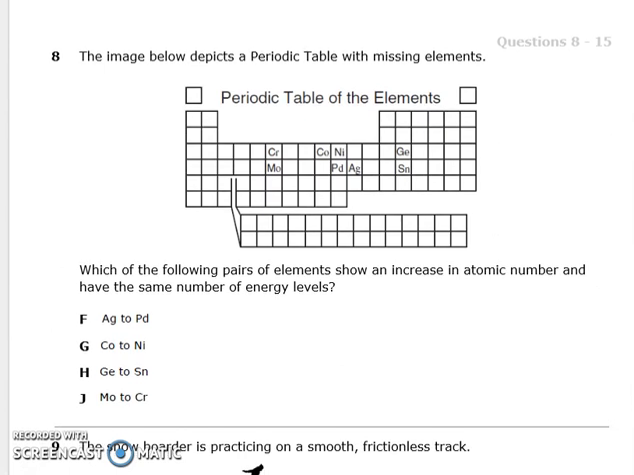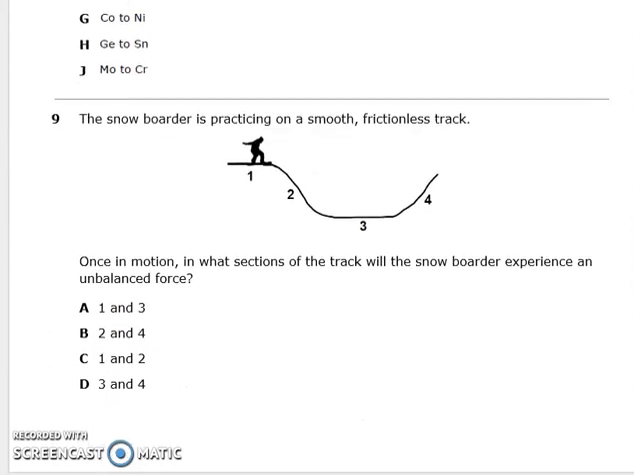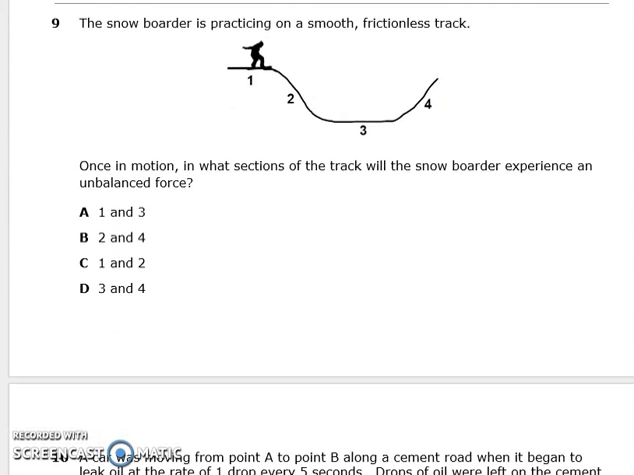Number 8. The image below depicts a periodic table with missing elements. Which of the following pairs of elements show an increase in atomic number and have the same number of energy levels? F. Ag to Pd, G. Co to Ni, H. Ge to Sn, or J. Mo to Cr.